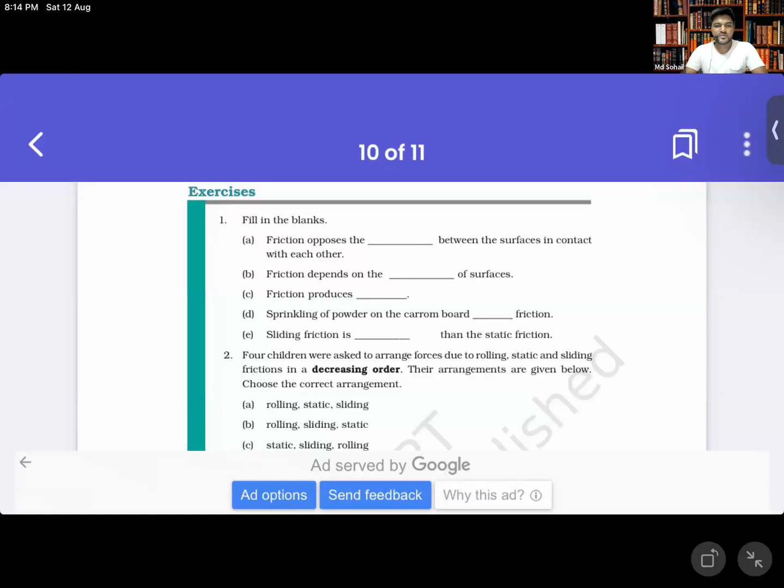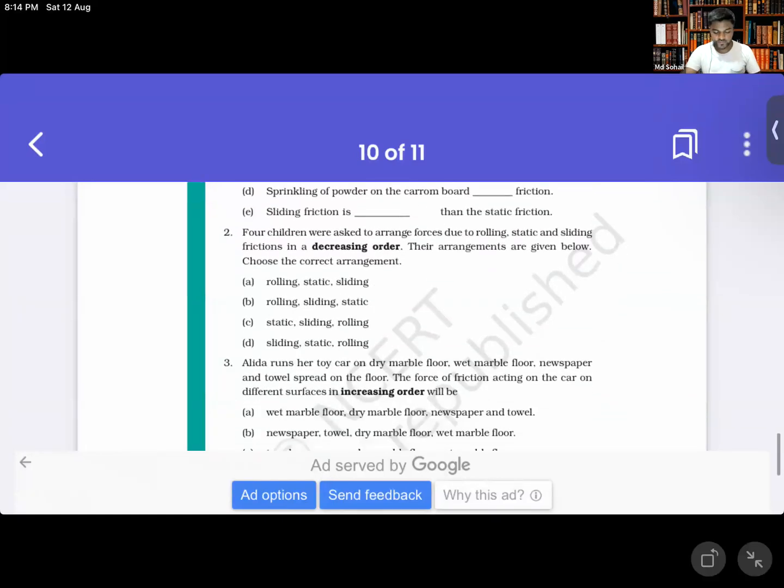Lubricants reduce friction between surfaces. Next question. What does it say here? The sliding friction is dash than the static friction. That is more or less? Lesser. Right. Okay. Then four children were asked to arrange forces due to rolling, static, and sliding friction in decreasing order. What is the correct order, guys? Out of four, which one is correct? C. Yes, C. Maximum to minimum: static, sliding, then rolling.